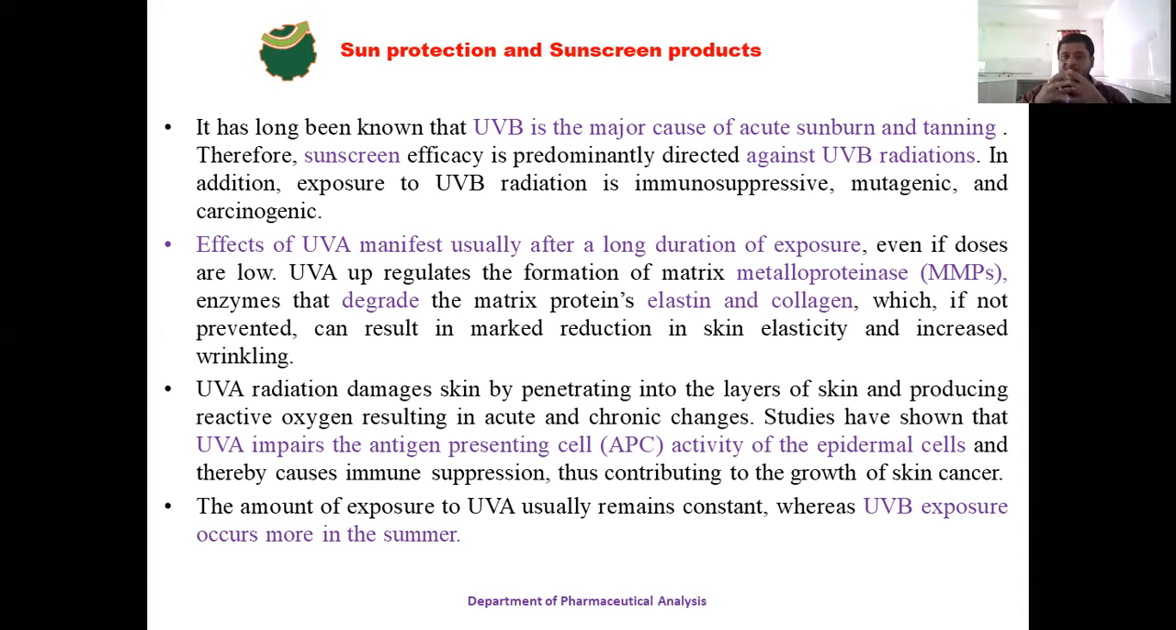So when any person is exposed to UVA rays for a long time, there is a formation of a certain enzyme called metalloproteinase. That enzyme degrades the elastin and collagen. Once our skin proteins are degraded, definitely the skin loses its elasticity and strength, so wrinkles will come. So that is the problem with UVA rays.